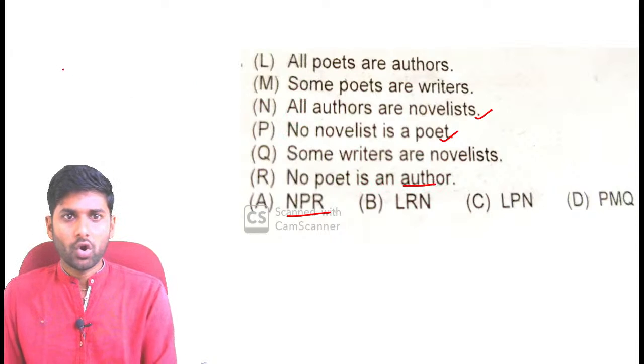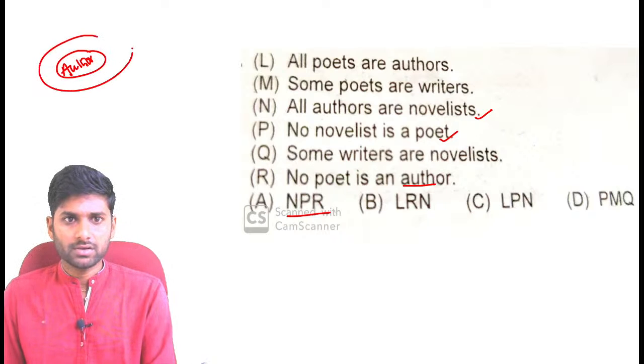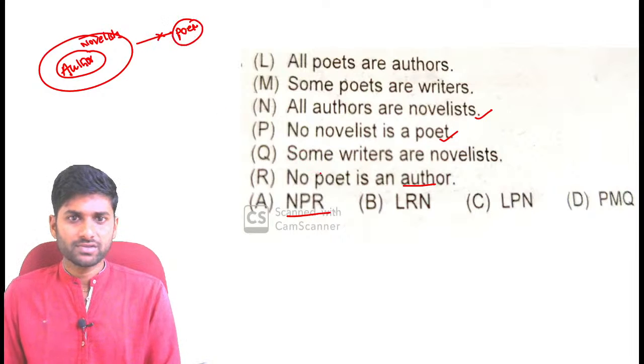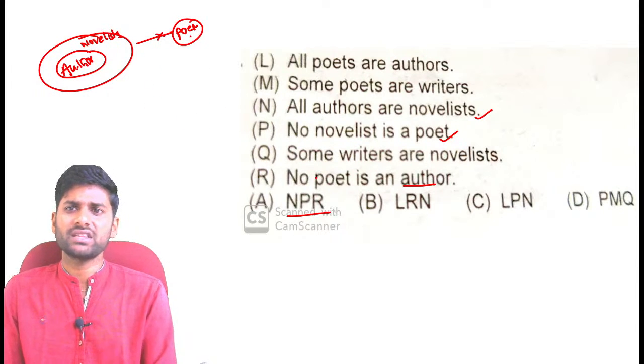Just draw the diagram. All others are novelist. No novelist is a poet. Then what is the conclusion? See, no poet is other. No poet is other is the perfect answer, guys.